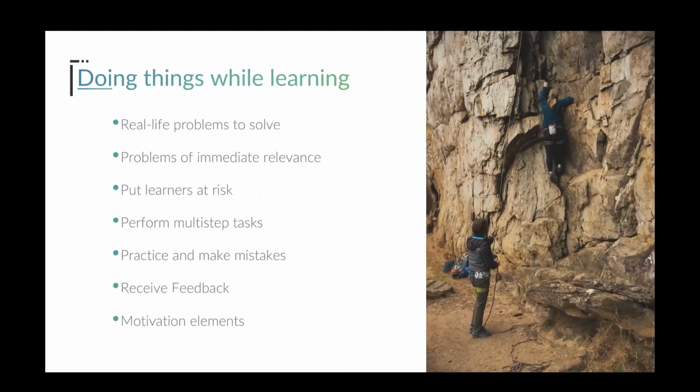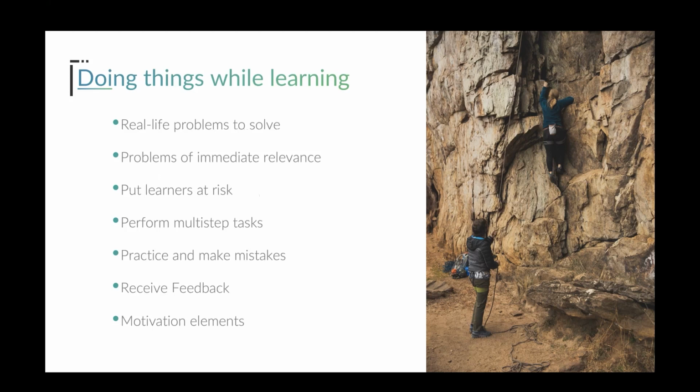So educational psychologists and learning scientists have actually figured out that if we want to engage our learners in meaningful learning activities, we need to make them do things while they're learning. So we need to give them real-life problems that they can solve. We need to make sure that those problems are immediately relevant to the work that they're doing and the knowledge that they're interested in gaining. It's a good idea to put the learners at risk a little bit. Also, to ask them to perform multi-step tasks.